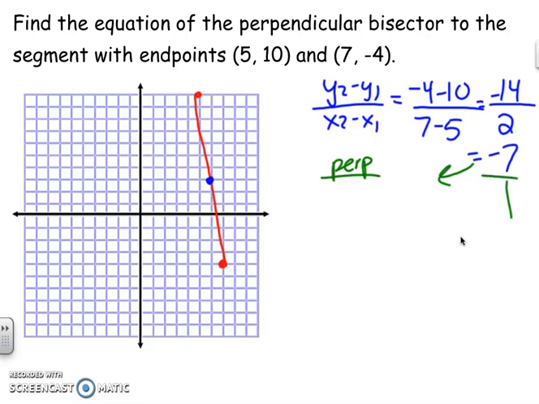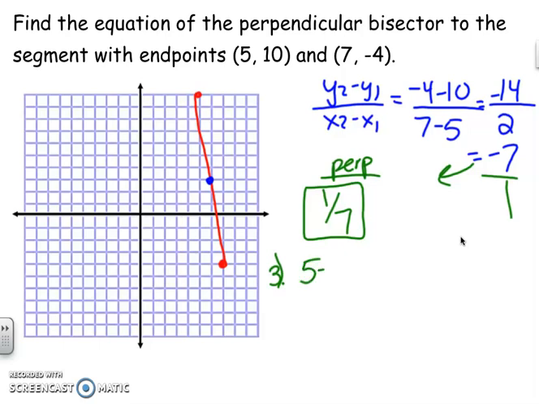So I can always put that number over 1. So perpendicular would be 1 over 7, and it would end up being a positive number. So I'm going to end up using 1 over 7 in the future. All right, lastly is to find the midpoint. So I'm going to do that by hand.